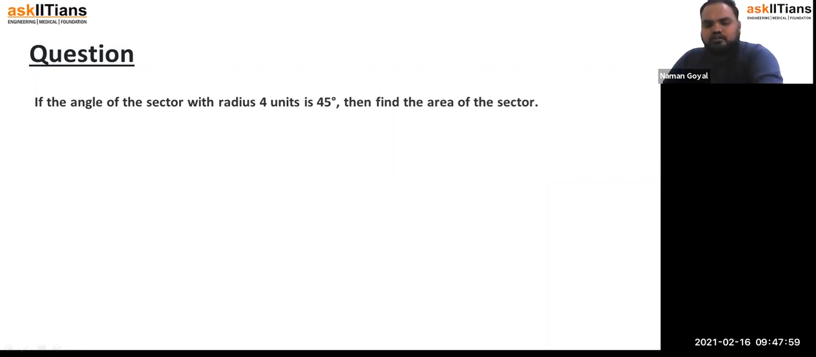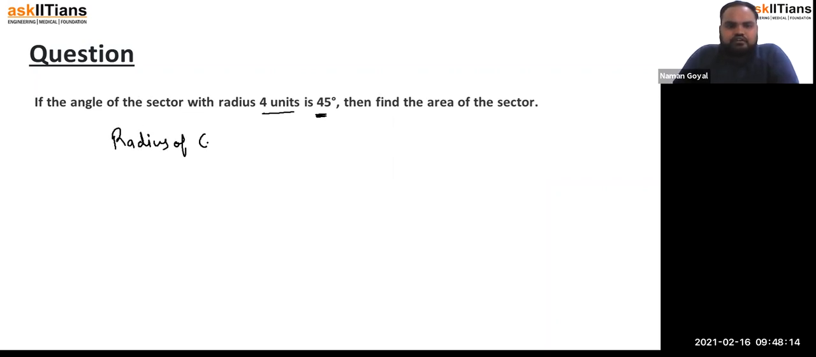If the angle of the sector with radius 4 units is 45 degrees, then find the area of the sector. So basically, what is the radius of the circle? The radius of the circle is 4 units.